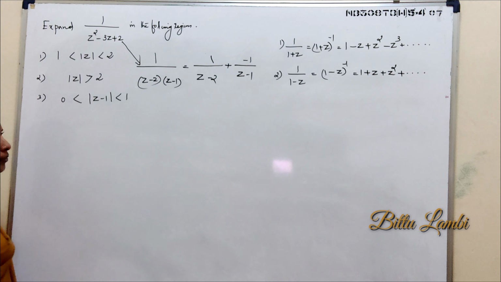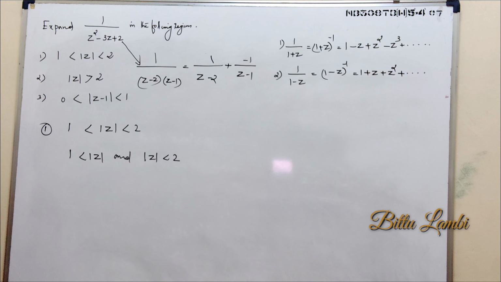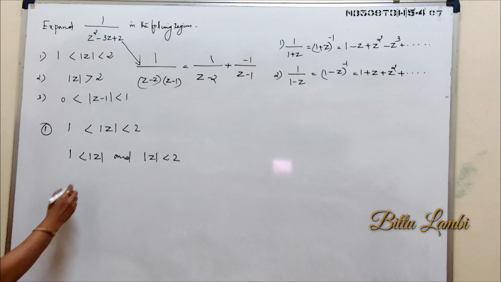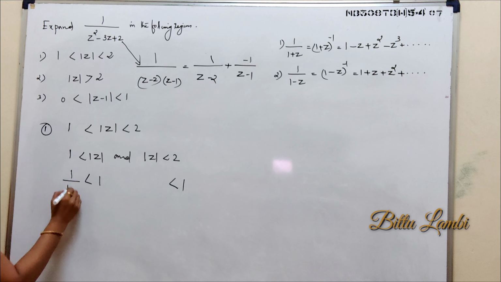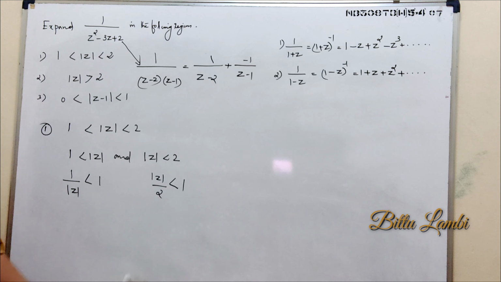Next, you consider the first region. First region is 1 less than mod z less than 2. It can be written as 1 less than mod z and mod z less than 2. For our convenience, you express this inequality as less than 1. For that, you take mod z to the left side. Here also you take 2 to the left side. So the given region is split into two regions: 1 by mod z less than 1 and also mod z by 2 less than 1.